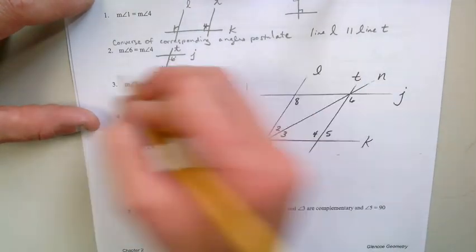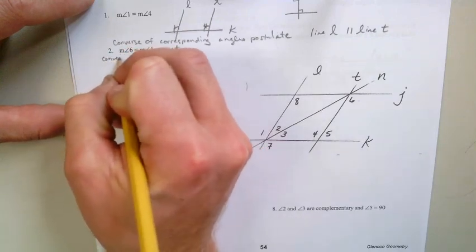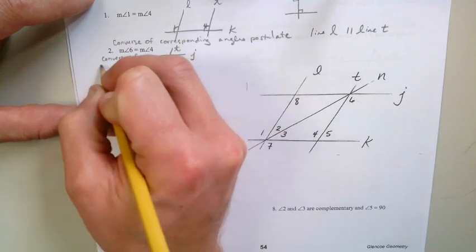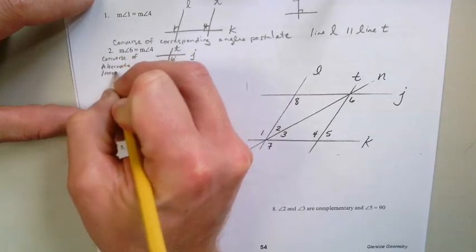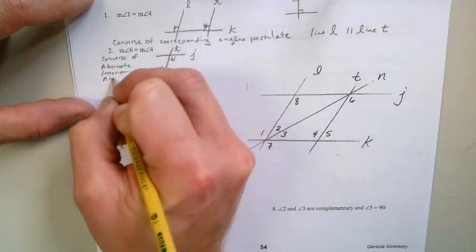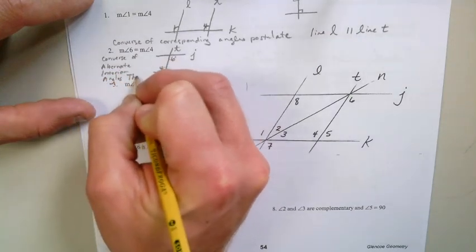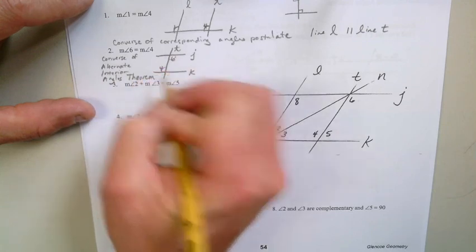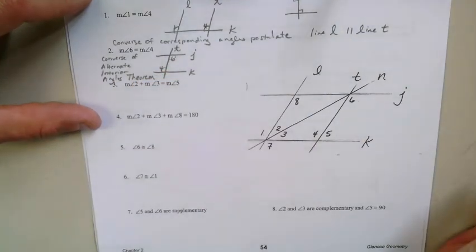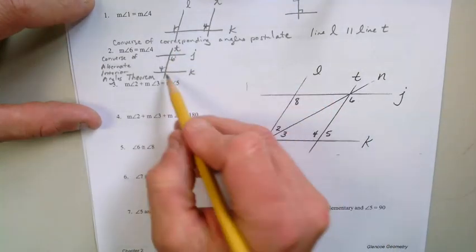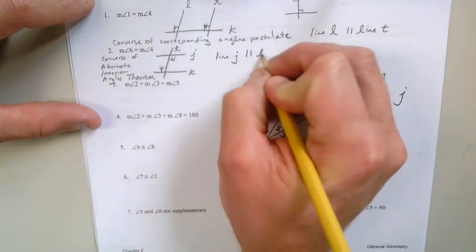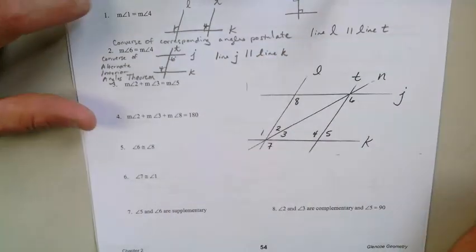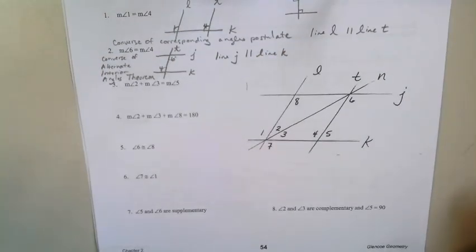So I'm going to put down the converse of alternate interior angles theorem. Okay, the converse of that, which we have already read. And so if T is my transversal, the two lines that are going to be parallel is this: line J is parallel to line K. Okay, those two are parallel. So again, hopefully that makes sense there.